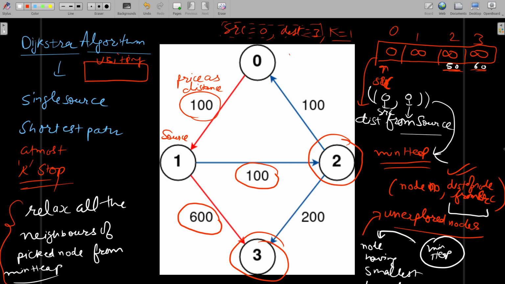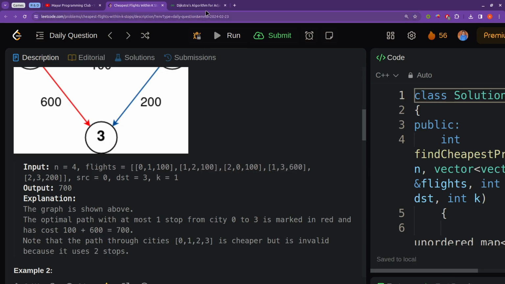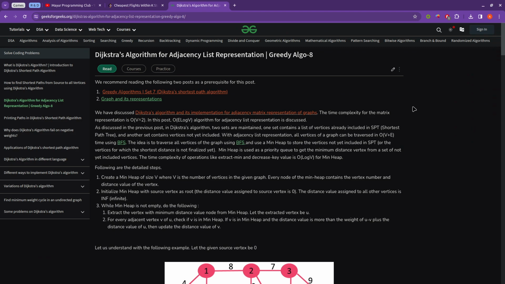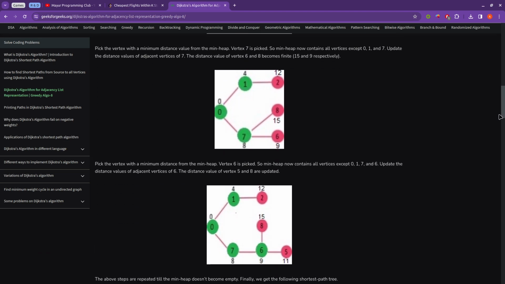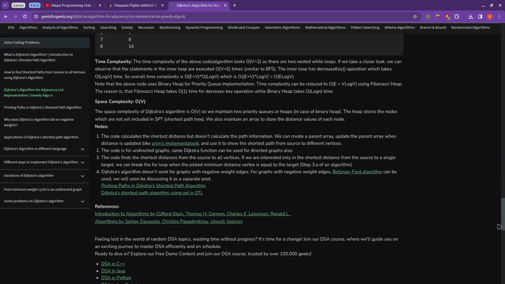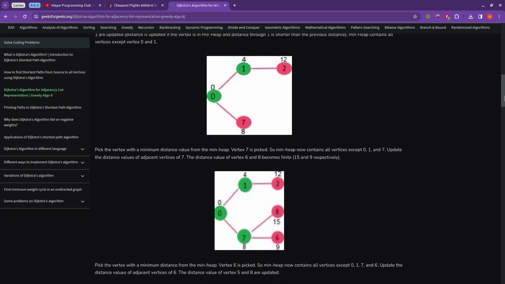Sounds good, I guess. And if you still have any doubts, I'll be providing a link to this particular article in which the explanation is very detailed and the implementation is also discussed, so you can definitely check it out.